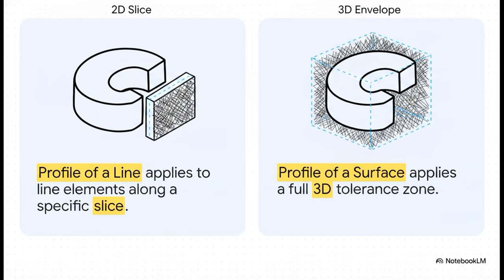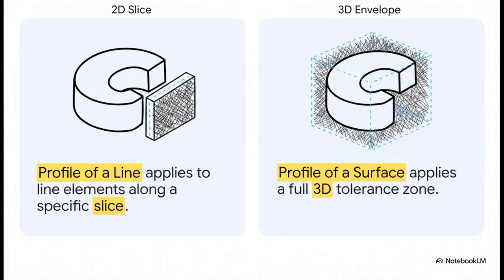On the flip side, profile of a surface wraps the entire part in a full three-dimensional tolerance zone. It applies perfectly normal, meaning perpendicular, to the true profile at every single point. So while profile of a line controls elements individually, one by one, profile of a surface demands that the entire 3D surface stays perfectly within that established boundary.